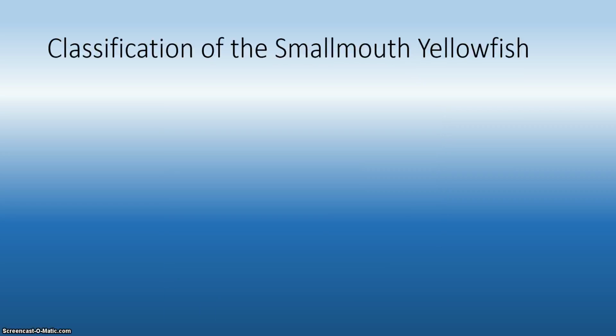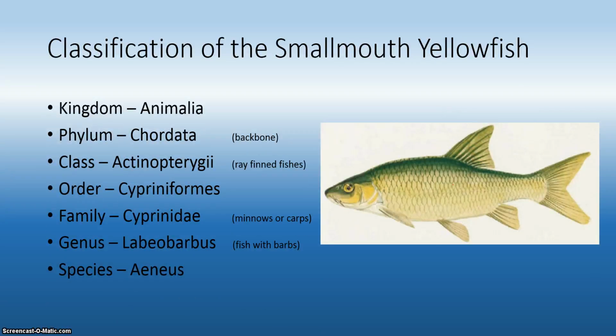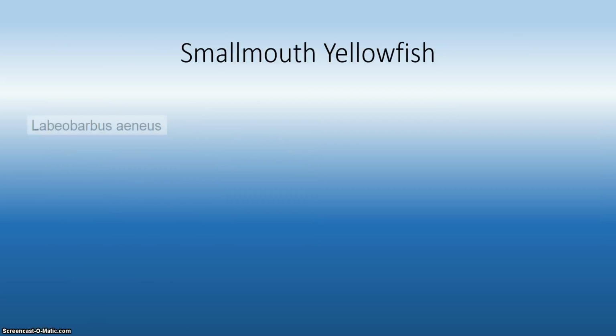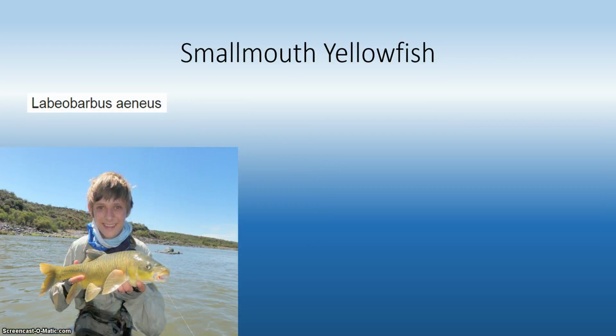The smallmouth yellowfish's full classification is that its kingdom is Animalia, its phylum is Chordata, its class is Actinopterygii, order Cypriniformes, family Cyprinidae, genus Labiobarbus, and species aenus. The smallmouth yellowfish, or Labiobarbus aenus.